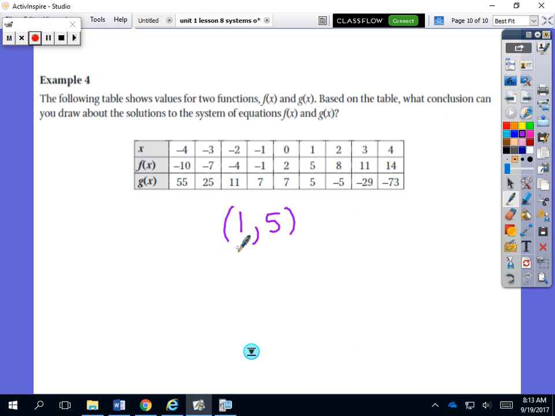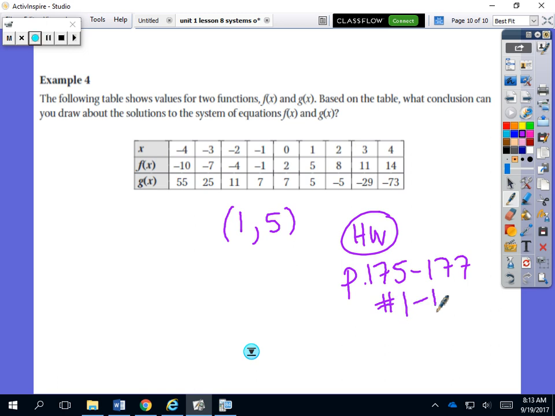Okay, so you're going to do the assignment starting on page 175. Page 175 through, and it goes all the way to 177. It's just because there's a lot of graphs, number 1 through 10. So refer to your examples to help you.